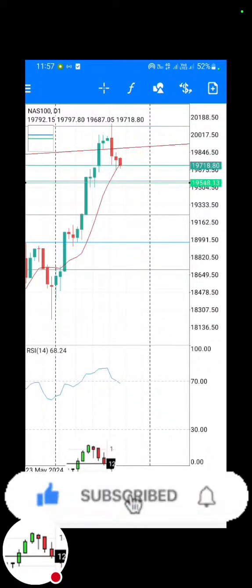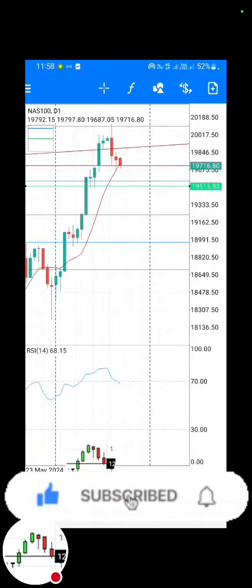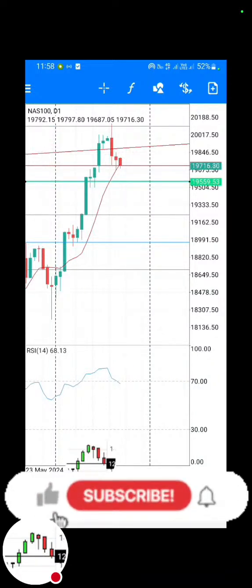So support area is a buyer's zone. You can see this is a buyer's zone, guys, on the screen. And the good thing about this buyer's zone is that it is also a level of Fibonacci, and we do have a moving average.